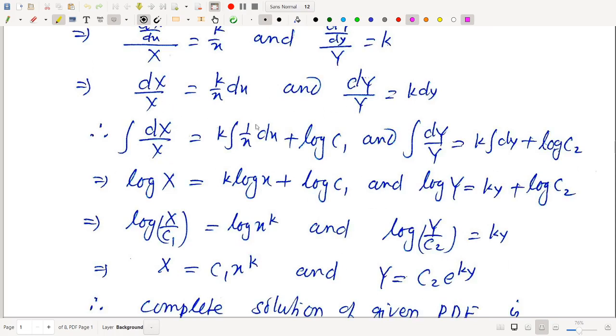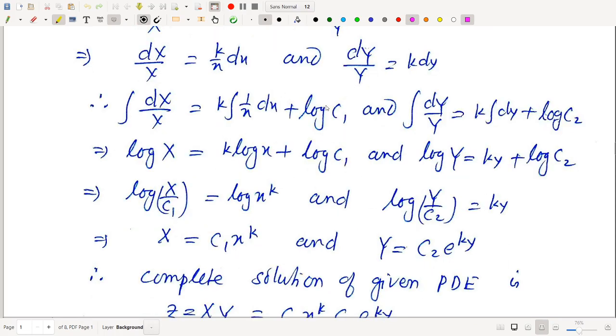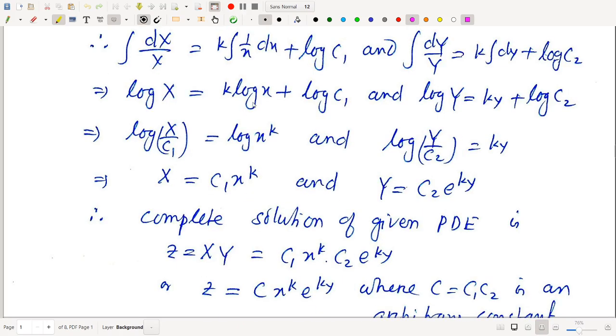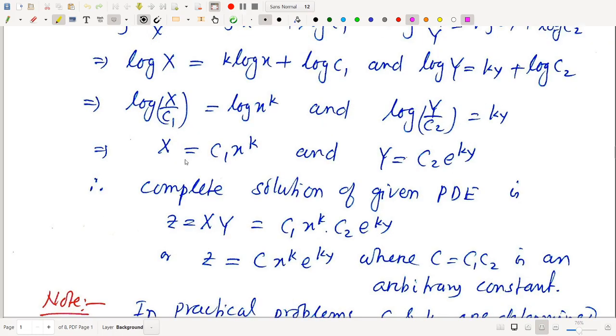Therefore integrating both sides, we get, with integrating constant log c1 and here integrating constant log c2: log X equals k log x plus log c1, and log Y equals ky plus log c2. So log X minus log c1 means log X/c1, and here we can write it as log x to the power k, by laws of logarithm. And here also log Y minus log c2 means log Y/c2 equals ky. Therefore from this, X/c1 is x to the power k, so X equals c1 x to the power k, and Y equals c2 e to the power ky.